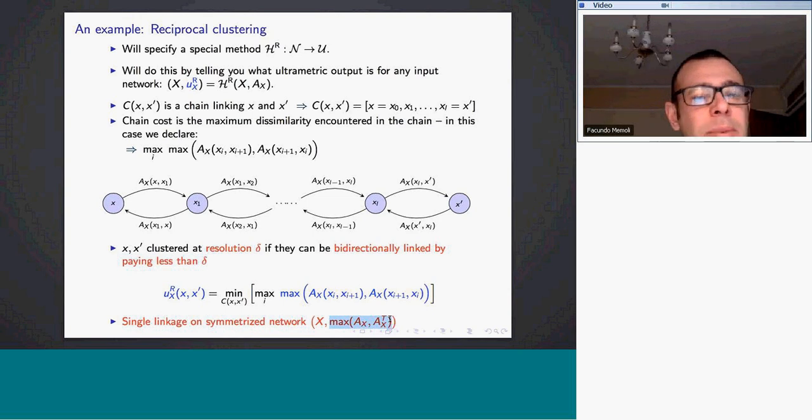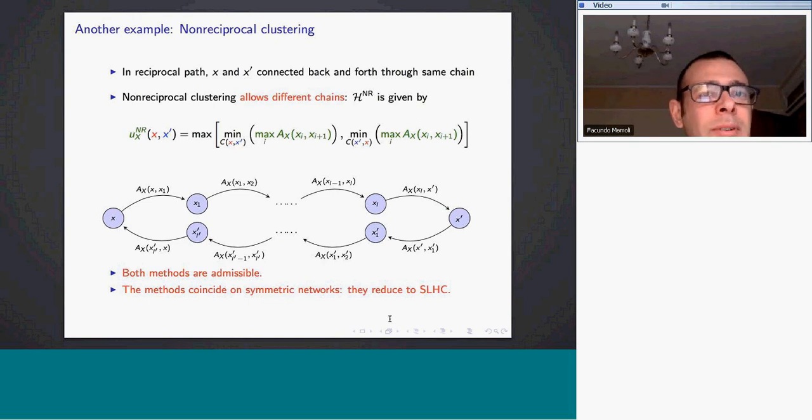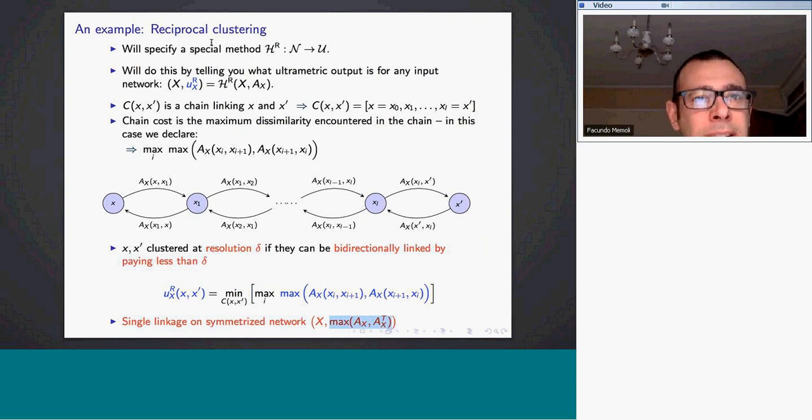At the other extreme of admissible methods, there is another example called non-reciprocal clustering. Reciprocal clustering does something slightly different. Here, for reciprocal clustering, we are first symmetrizing and then applying single linkage. So in single linkage, you take some dissimilarity function, the symmetrized one, then you look at the maximal jump between any two consecutive nodes on a certain chain, and then you minimize over possible chains.